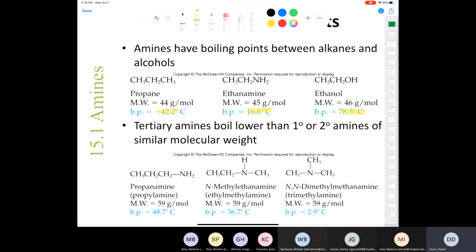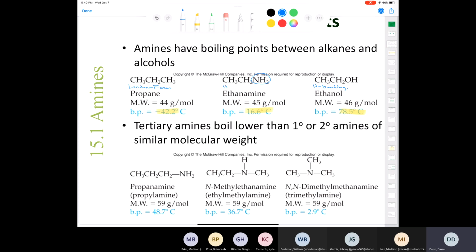And why would that be? The only intermolecular forces that are experienced by propane are London forces, the weakest of all the forces. Ethanol has London forces, it has dipole forces, but it also has hydrogen bonding, which is the strongest of all the intermolecular forces. Now, ethanamine does have nitrogen-hydrogen bonds.